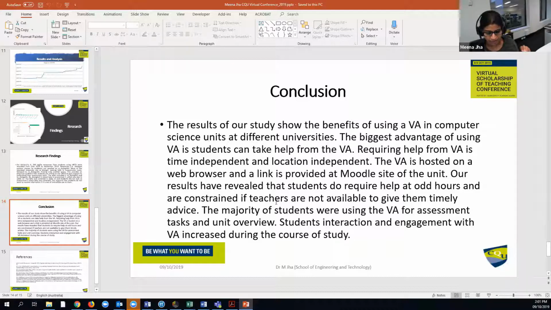We have analyzed that students are using VIRTA towards when the assessments are due. Suddenly, the frequency of the use of VIRTA has increased over that period. So the majority of students were using VA for assessment tasks and unit overview. Students' interaction and engagement with VA has increased during the course of study.